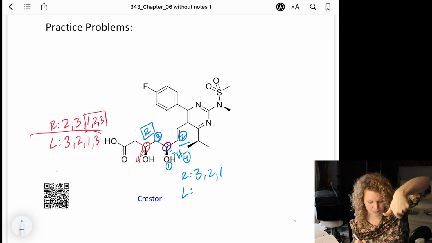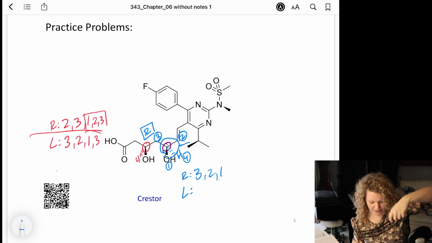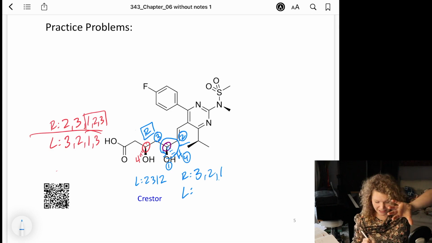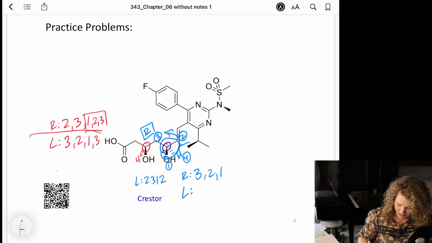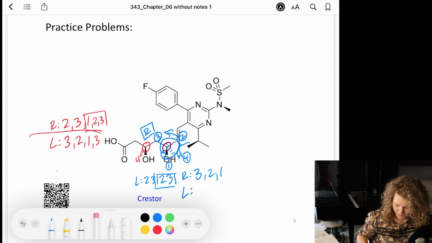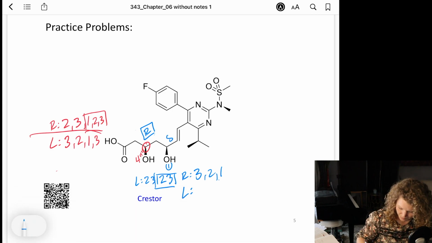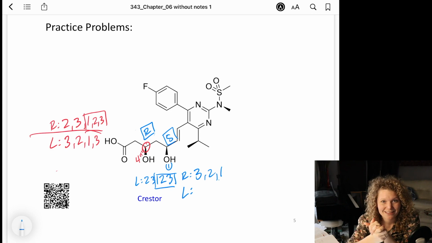And if I can magically keep rotating, 2, 3, 1, then I would hit the 2 again. So on the left side, we go 2, 3, 1, 2. And if I could keep rotating, again, we're going counterclockwise here, then I would hit 3. So this side is in fact an S stereocenter. This is something that will take a lot of practice.